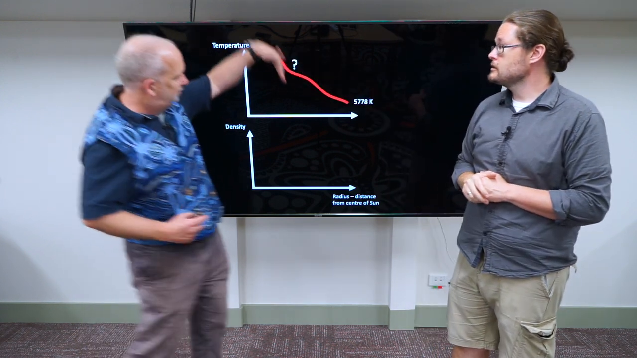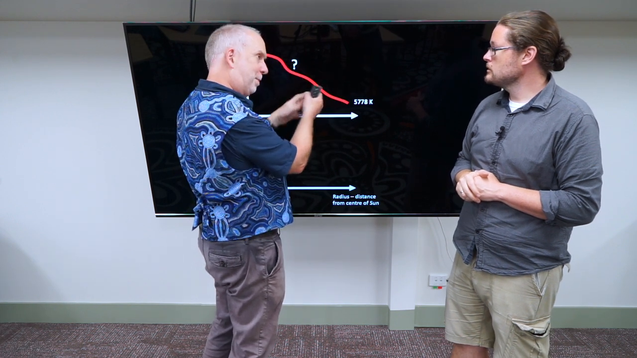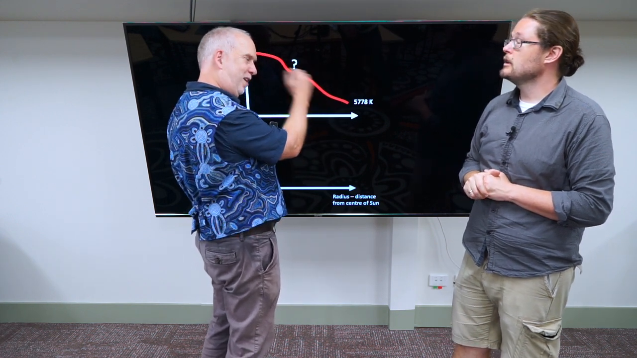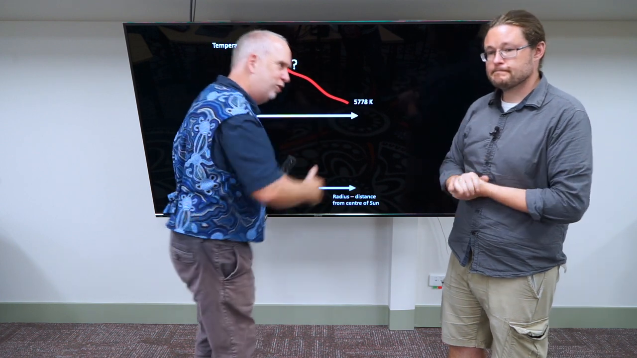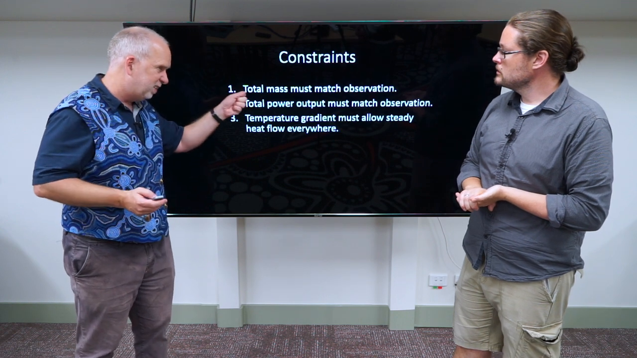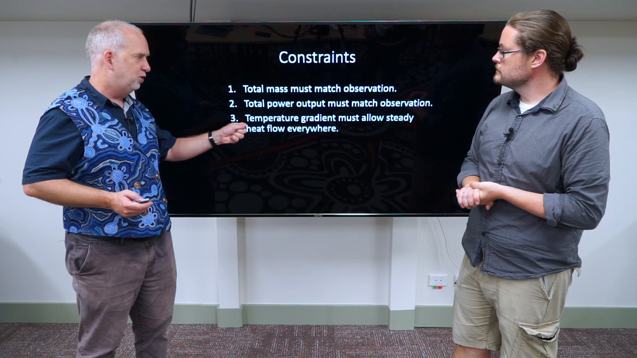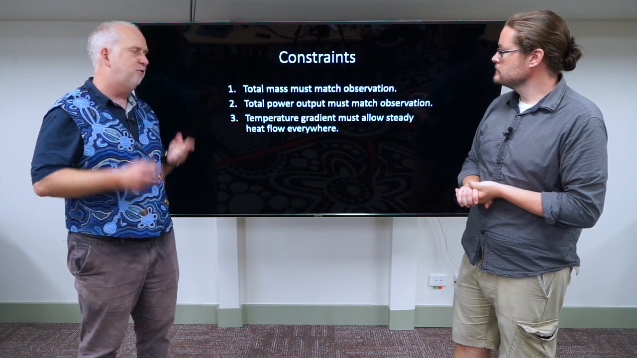If, for example, you had a very steep gradient instead of a very flat gradient, they'd be pushing lots of heat down here and only a little bit over there, so heat would build up. Okay. So that middle region would get hotter and hotter, and it's no longer a sudden break. It becomes a smoother distribution. Okay. So we now have three constraints: total mass must match observation, total power must match observation, but also the temperature gradient must allow steady heat flow everywhere.